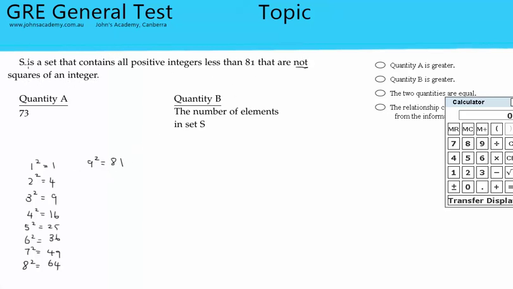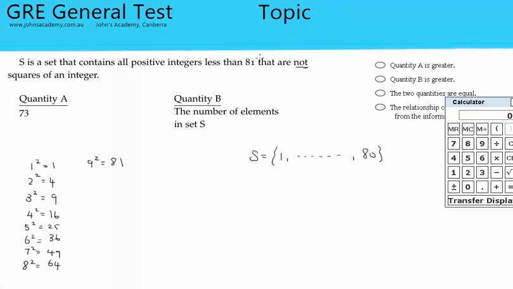So set S is a set that contains all positive integers less than 81. So that contains all positive integers. So it starts from 1 all the way up to 80. So not including 81. Okay? But it includes numbers that are not squares of integers. So it shouldn't include 1, 4, 9, 16, 25, 36, 49, and 64. Of course, 81 is out of it because it must be less than 81.